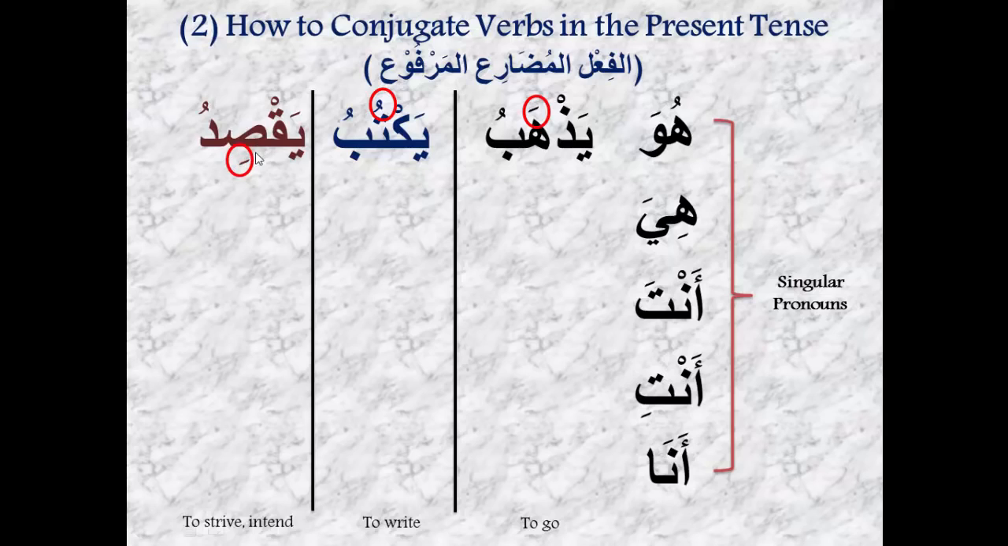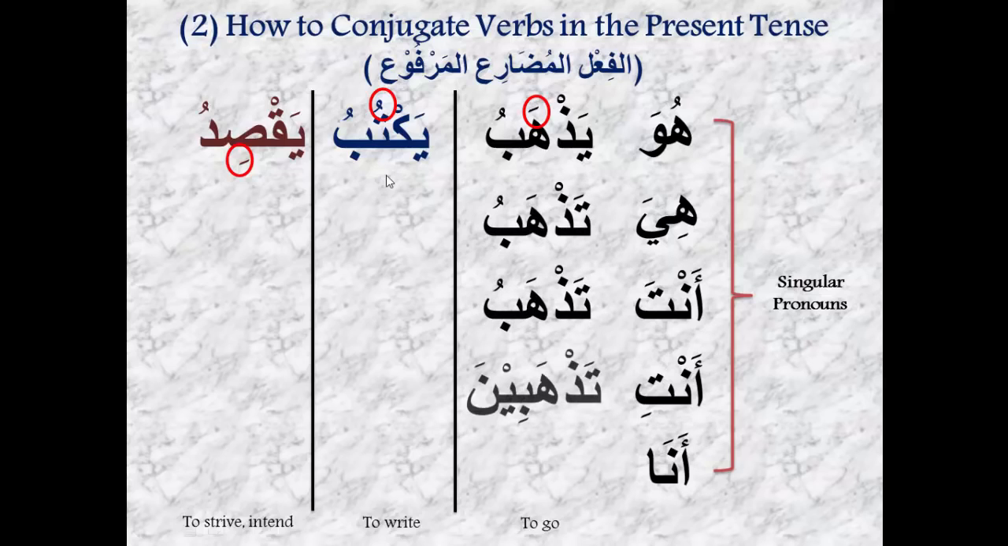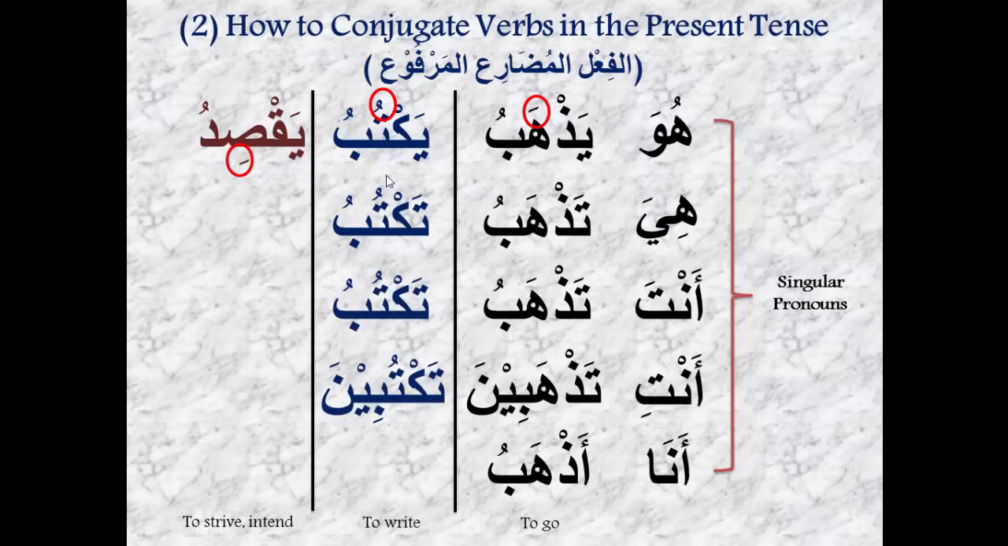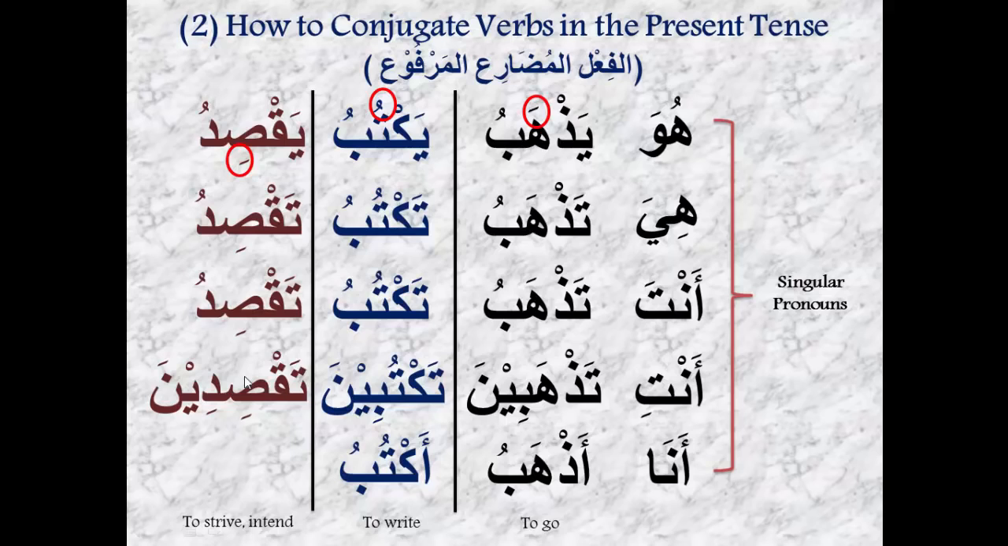So as we run through the conjugations for each of the singular pronouns, I want you to pay attention to the fact that this middle vowel, the ha with the fatha, ta with the dhamma, and the sad with the kasra, this middle vowel is preserved all the way down. It's not going to change because it's an essential, inherent characteristic of the verb itself. So let's start. Hiya tadhhabu, anta tadhhabu, anti tadhhabina, ana adhhabu. For the verb kataba yaktubu, hiya taktubu, anta taktubu, anti taktubina, ana aktubu. And then for the final verb, huwa yaqsidu, hiya taqsidu, anta taqsidu, anti taqsidina, ana aqsidu.